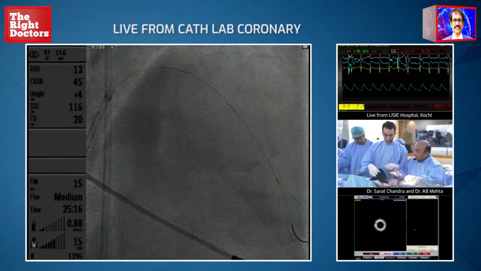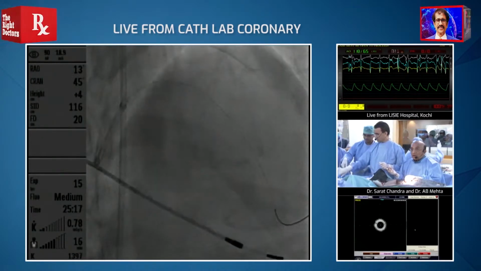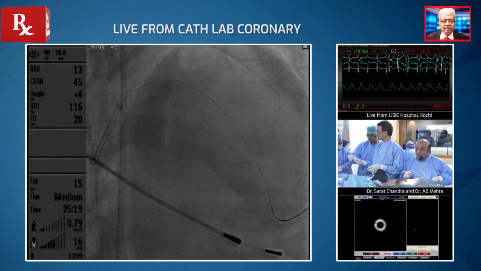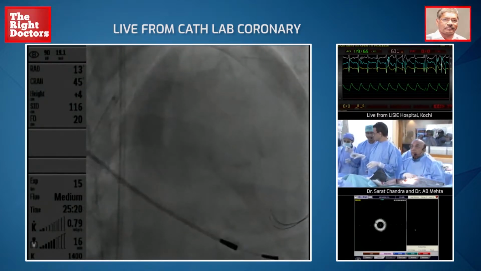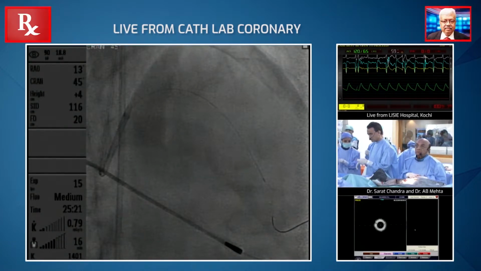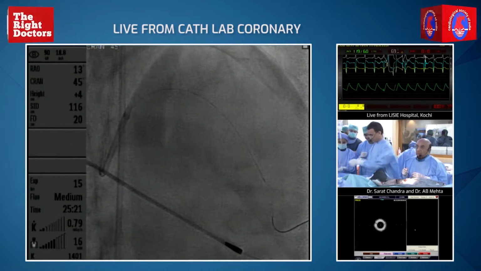Okay, the wire, please. I need to have a Whisper wire or a Fielder XT is fine. Fielder XT. No, not this. This is gone. Give another. No, you have taken just now, one Fielder. It's the same Fielder XT. Okay, sorry. Where is the introducer?